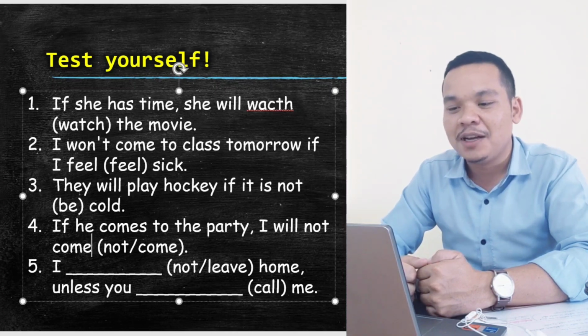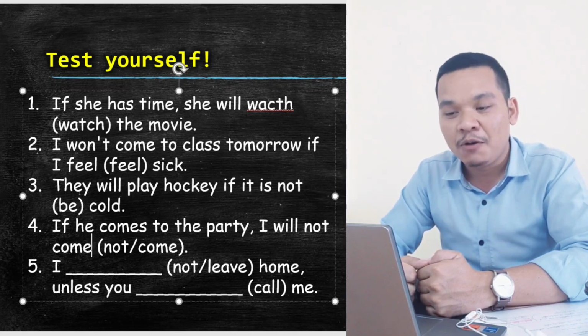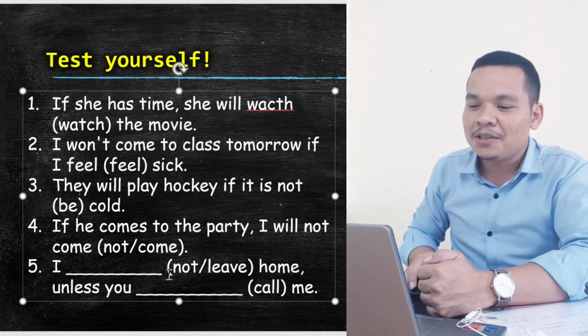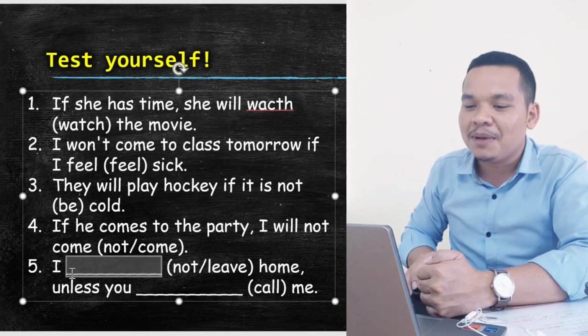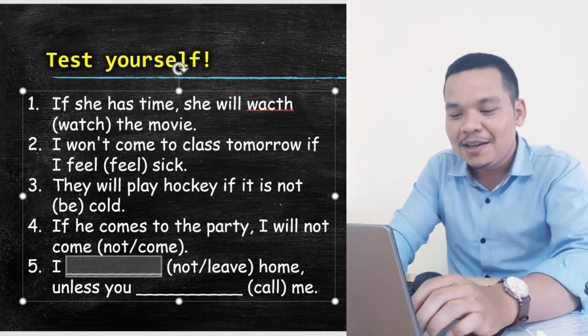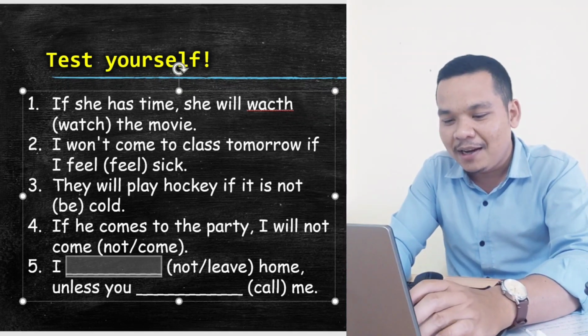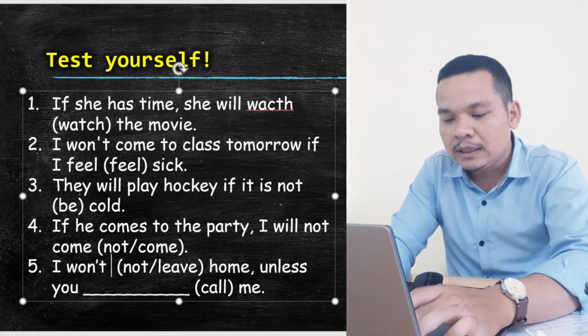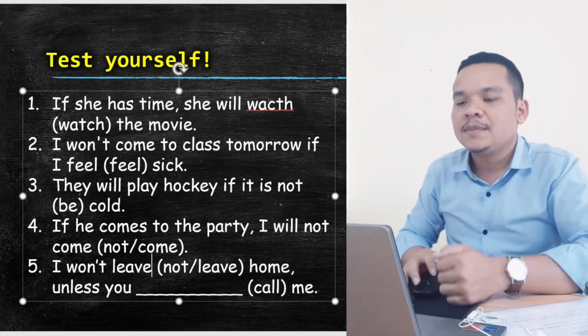I will not, or you can make it one word: I won't come or will not come. No problem. Number 5, main clause, right? We don't see an if here, so it is the main clause, and the main clause we use with the future. So I make it one: leave home.